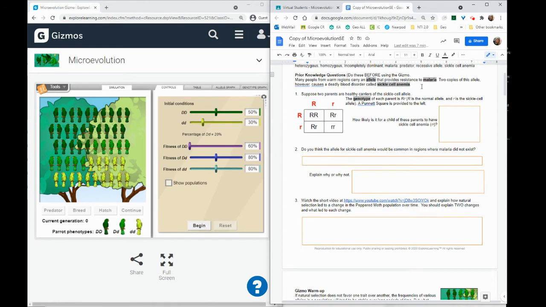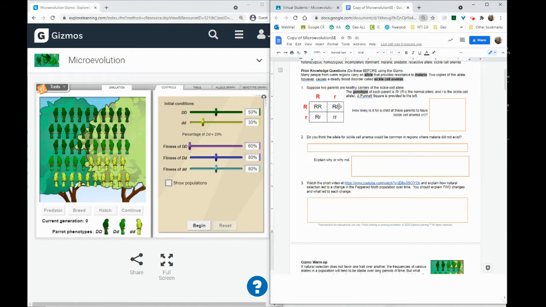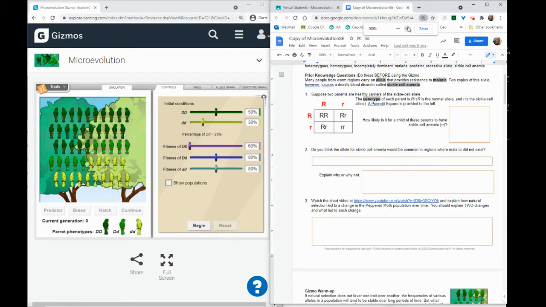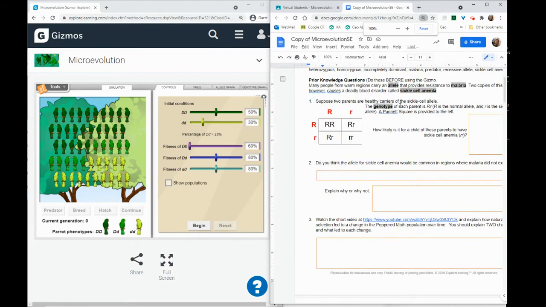So having one little r, having one of the sickle cell alleles, was actually very beneficial for a person, because the big R allele is the normal shaped red blood cell, and that's dominant. So that means that a person who is big R little r gets to have a normal shaped red blood cell, but they still get to have resistance to malaria. So they have the best of both worlds.